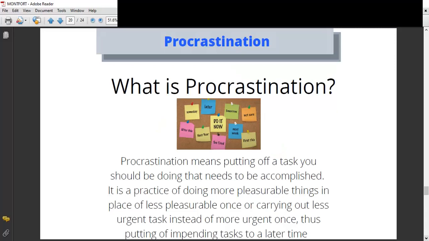Now, this is another thing we all come across. Nobody can say, no, I have never come across this term, because it is related to our day-to-day life. That is called procrastination. Procrastination means putting off a task you should be doing that needs to be accomplished. It is a practice of doing more pleasurable things in place of less pleasurable ones, or carrying out less urgent tasks instead of more urgent ones. Thus, putting off impending tasks to a later time.